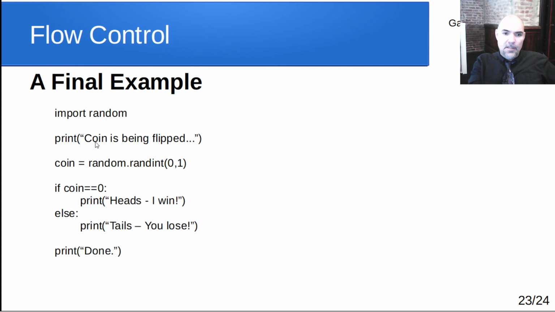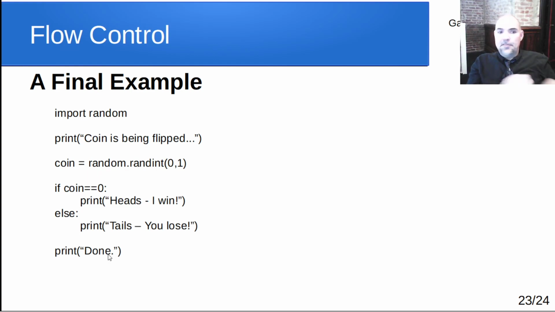I print out coin is being flipped, and that's going to show up. Coin equals random.randint, and here I just put 0 to 1, so half the time I'll get 0, half the time I'll get 1. And then down here I use an if statement. Say if the coin is equal to 0, then print heads, I win. Else, if it's not 0, it has to be 1, print tails, you lose. So if I were to run this program, sometimes it'll say heads, I win, sometimes it'll say tails, you lose, and then at the end it'll say done no matter what.